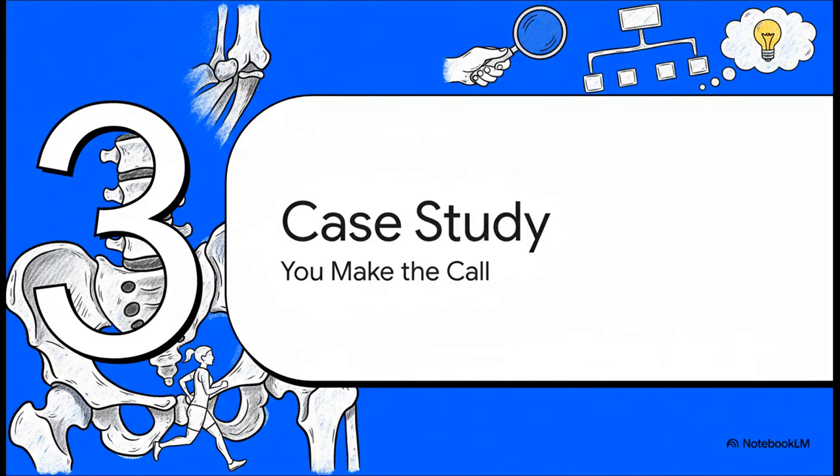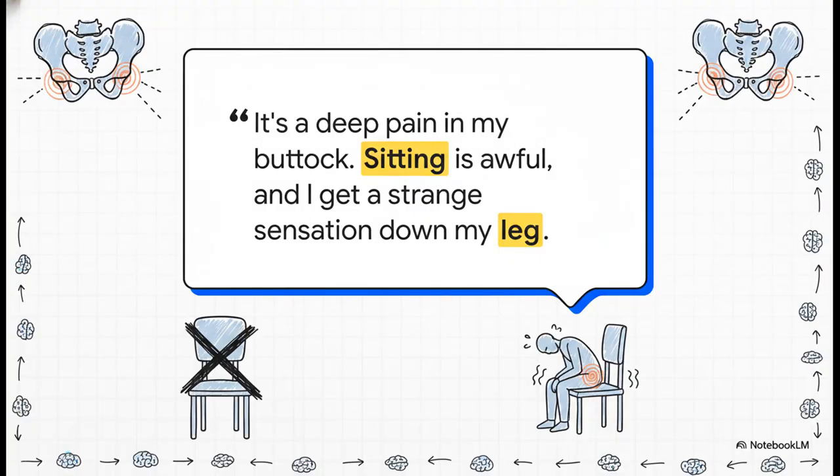Okay, we have covered a ton of diagnostic and treatment ground. So now it is time to put it all together. Let's go back to that runner we met at the very beginning, and let's see if you can solve the case. It's your turn to make the call. So here's the subjective again. 45-year-old runner. Deep, nagging pain in the right buttock. The big red flag? Sitting for more than 20 minutes is just awful. And they're getting some weird sensation down the leg, but, and this is a key clue, it doesn't go past the knee. Just listen to those clues. What hypotheses are starting to bubble up in your mind right now?